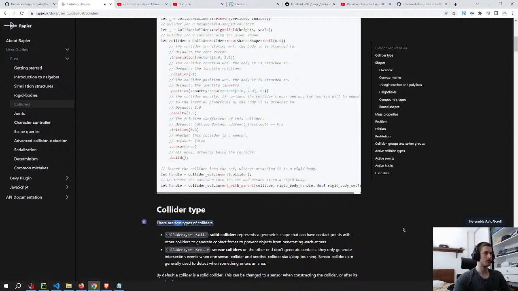Collider type. There are two types of colliders. ColliderType::Solid. Solid colliders represent the geometric shape and contact points with other colliders to generate contact forces to prevent objects from penetrating each other.